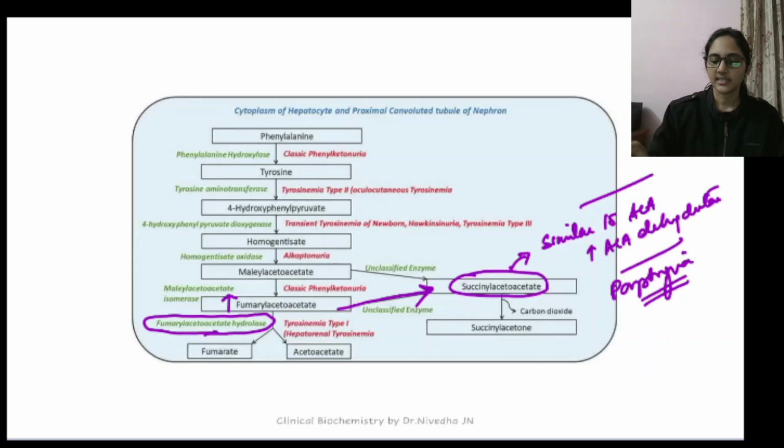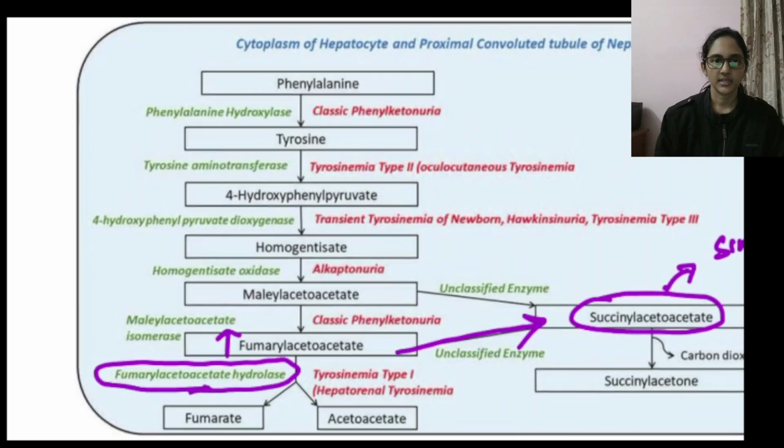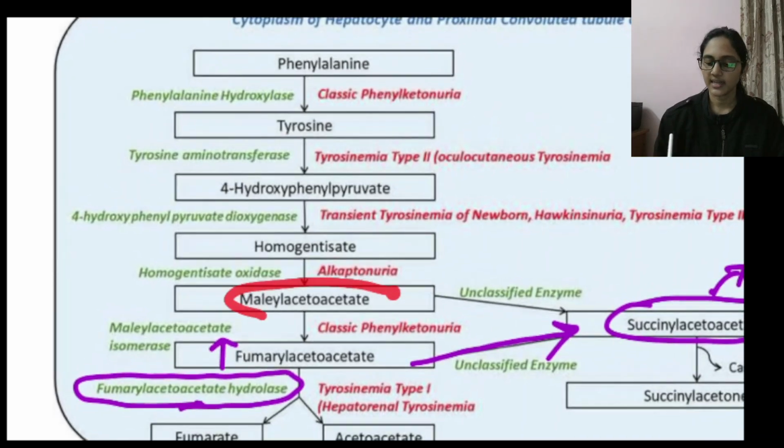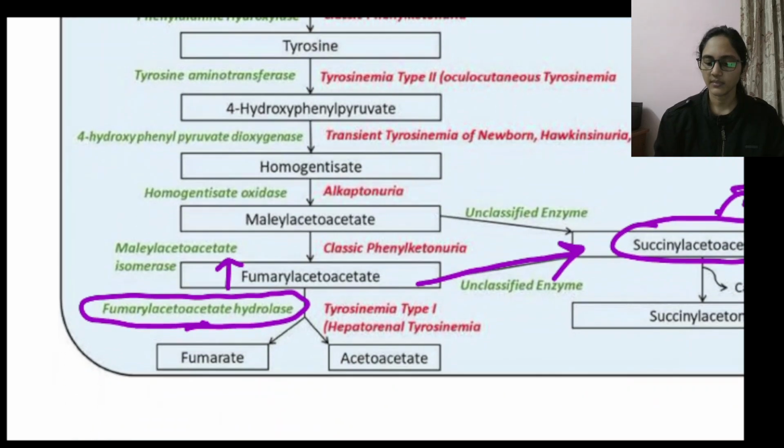All right. So first let us see, the first thing is from phenylalanine you get tyrosine. And from tyrosine you get 4-hydroxyphenylpyruvate with the help of the enzyme tyrosine aminotransferase. From here you get homogentisate, and that is because of the enzyme hydroxyphenylpyruvate dioxygenase, right? And homogentisate to maleylacetoacetate by the enzyme homogentisate oxidase. And again from maleylacetoacetate to fumarylacetoacetate, and fumarylacetoacetate gives you fumarate and acetoacetate. Yes, so this is the pathway.